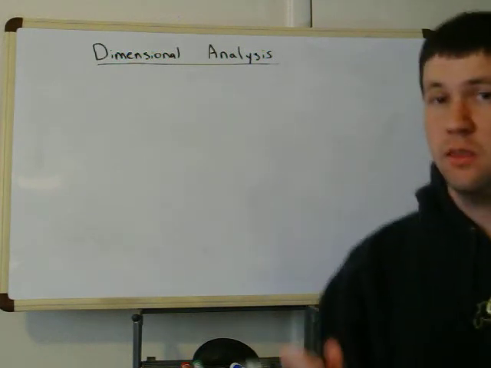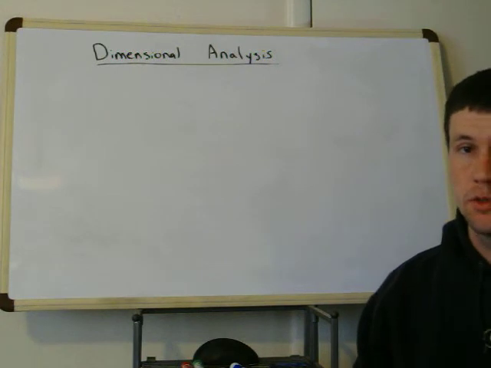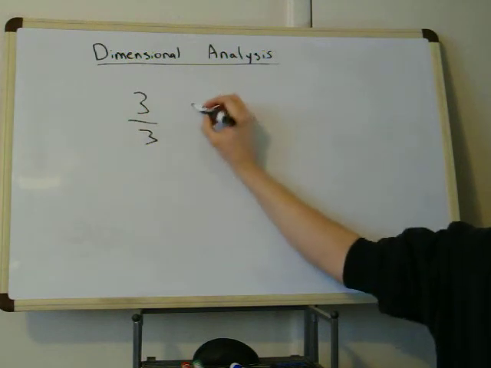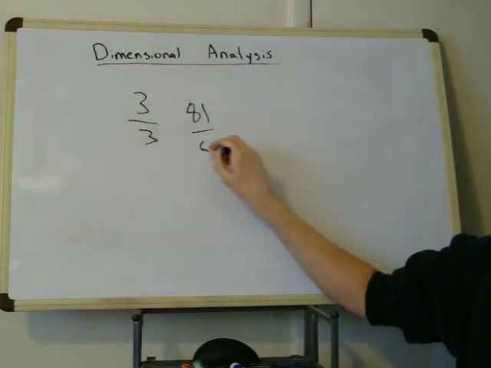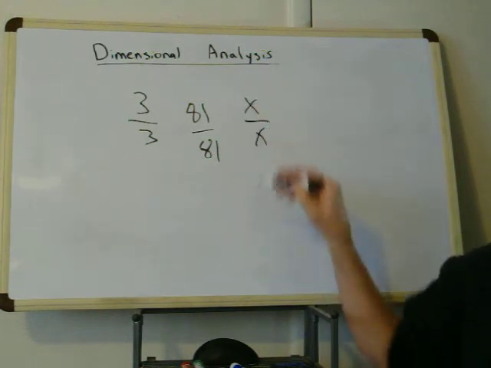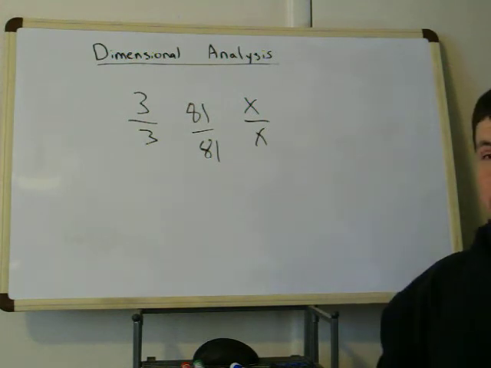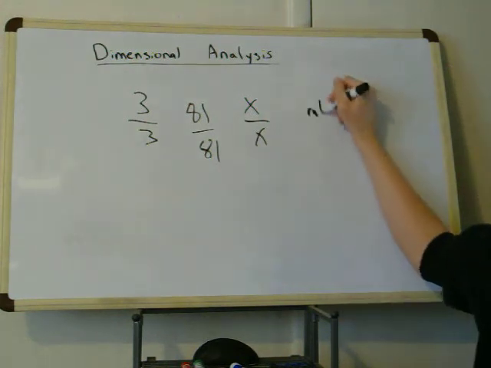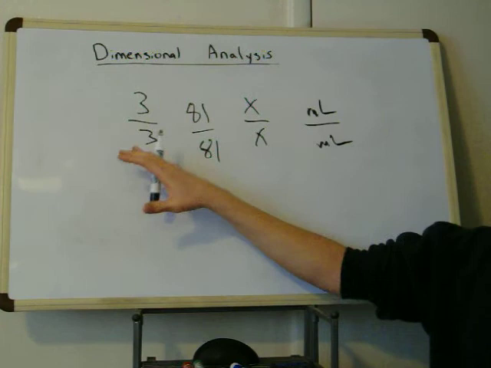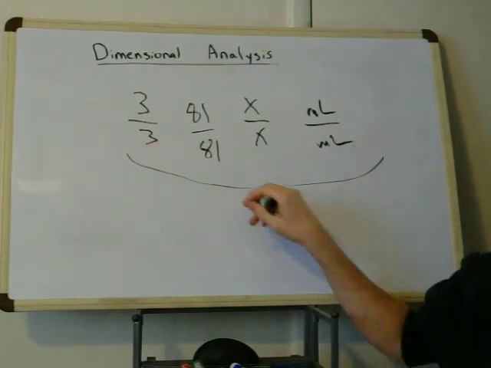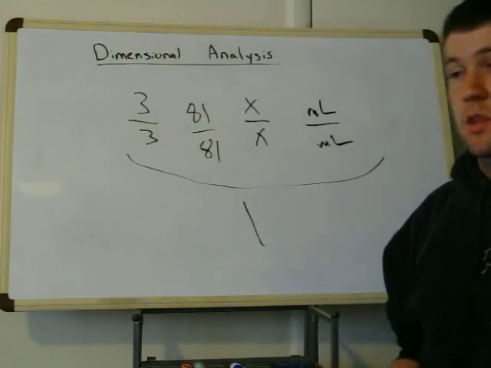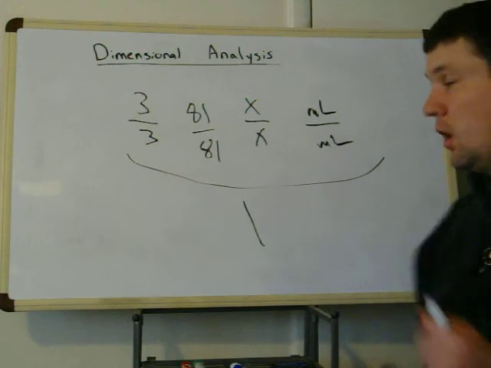So remember that anything over itself is equal to 1. So if we have 3 over 3, that's equal to 1. 81 over 81, that's 1. If we have x over x, that also equals 1. Or even if we have units, like milliliters over milliliters, that's equal to 1. So all of these things are 1. And remember that anytime you multiply by 1, you just get the same answer, so you can multiply by 1 all you want.